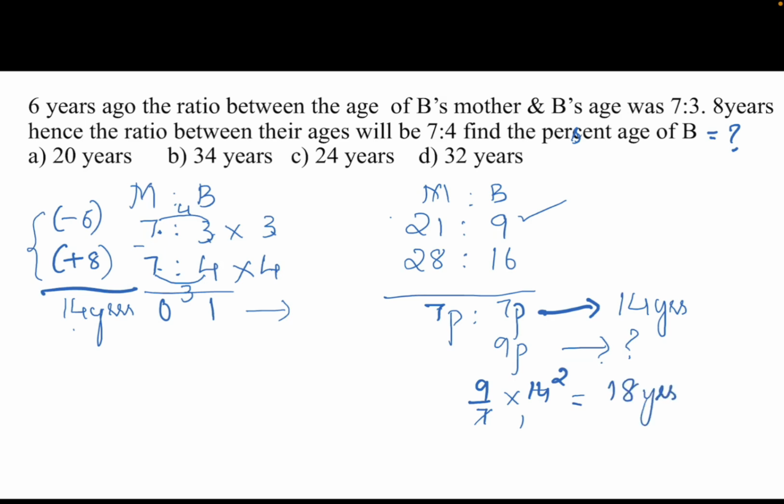But this 18 years, this is the ratio of 6 years ago. Okay, but we want present age. So present age will be what? 18 plus 6. So 18 years is his age 6 years ago. So now present age of B is 18 plus 6, which is 24 years. Okay, if you take this ratio also we will get the same.